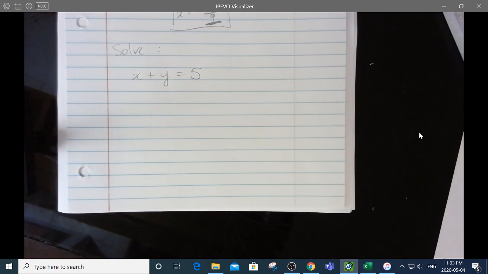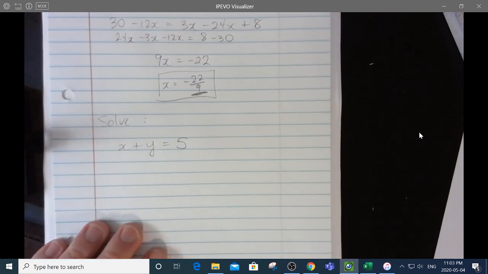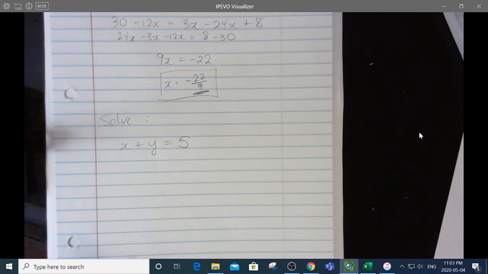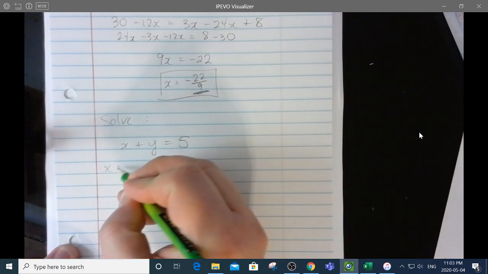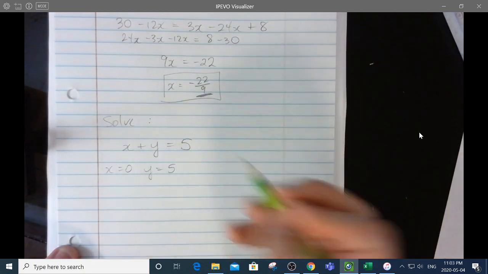So how'd you do? Well, bit of a problem here. This is so much easier looking than that. It doesn't have any fractions, it doesn't have any brackets, it's just two little things equals 5. But notice the problem with it. I mean, maybe I solved it and I thought, oh, okay, well, x is 0 and y is 5. That's a solution, isn't it? 0 plus 5 is 5.